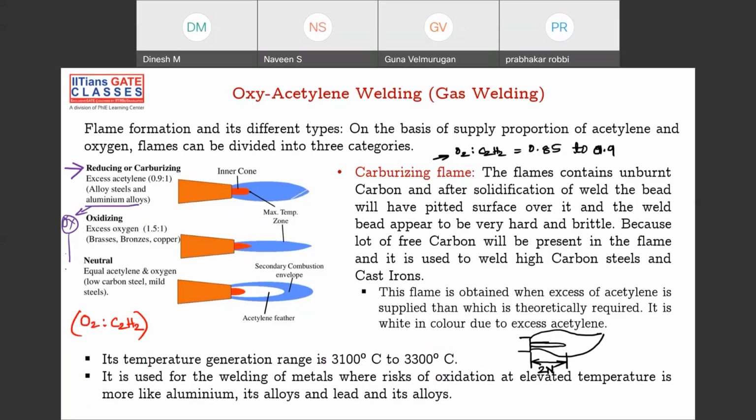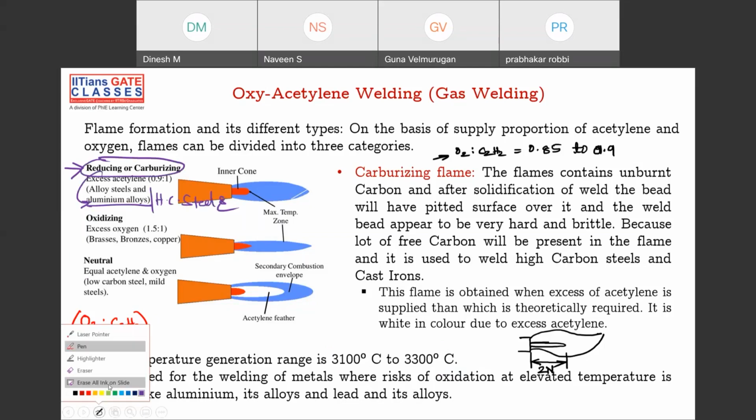So for oxidation you need carbon dioxide. For carbon dioxide you need carbon. For good carbon you need to have C2H2, right? So that is the reason why you can use this reducing or carburizing flame for aluminum alloys. Okay. So please remember, reducing and carburizing flame is used for aluminum alloys and also high carbon steels.